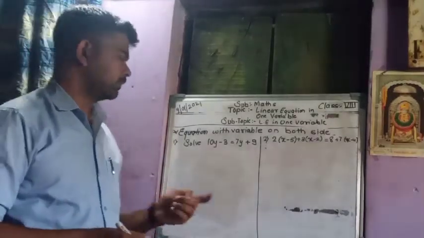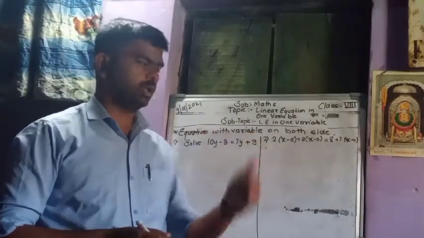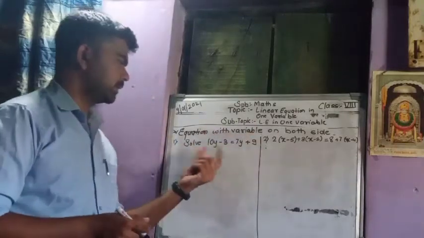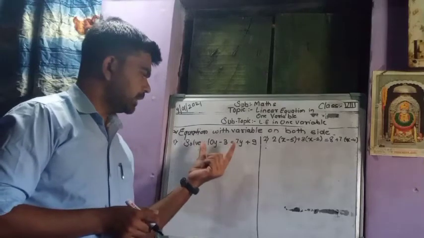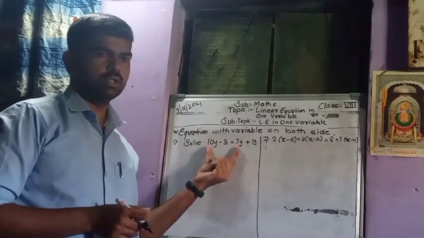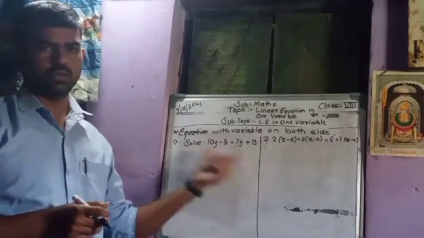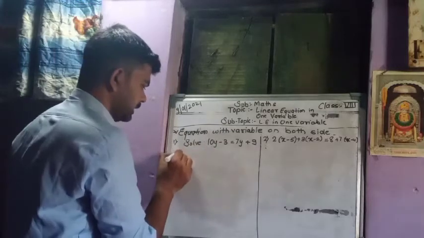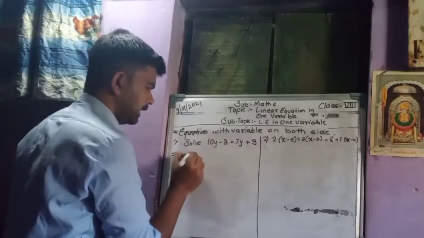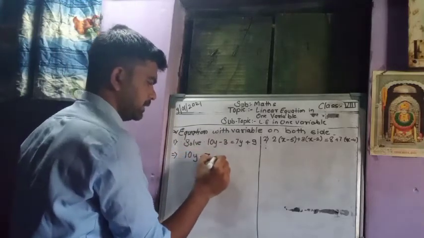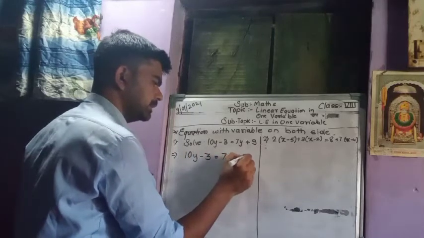So friends, now we'll see equation with variable on both sides. So here is our question. Here we have variables on both sides. Now how to solve this problem we will see. Then what is the equation? That is 10y minus 3 is equal to 7y plus 9.